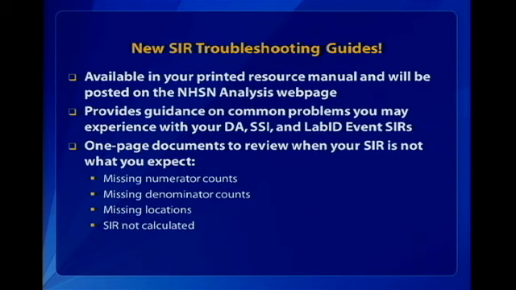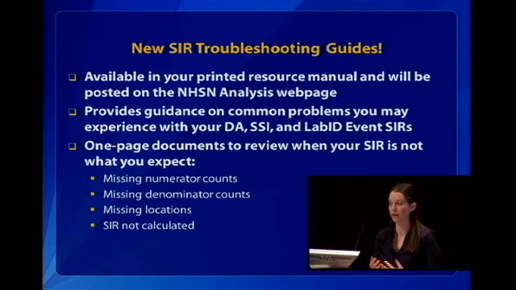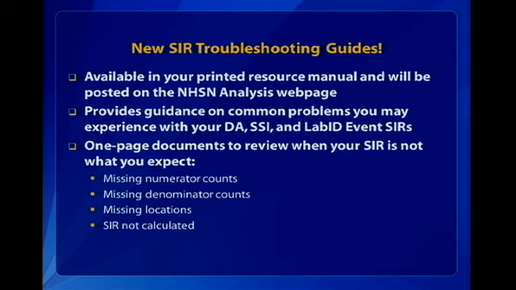So I just wanted to take a minute to let you know about some new SIR troubleshooting guides that we have. I believe they are printed in your resource manual. They are also available on our NHSN analysis webpage. And these guides provide you with guidance on common problems that you may experience with all of your HAI event SIRs. They are one-page documents that you can review when your SIR is not what you expect, whether that's missing numerator counts, missing denominator counts, some of your locations are excluded, or if the SIR is just not being calculated, go to these documents because they will walk you through several scenarios and help you figure out what's going on.